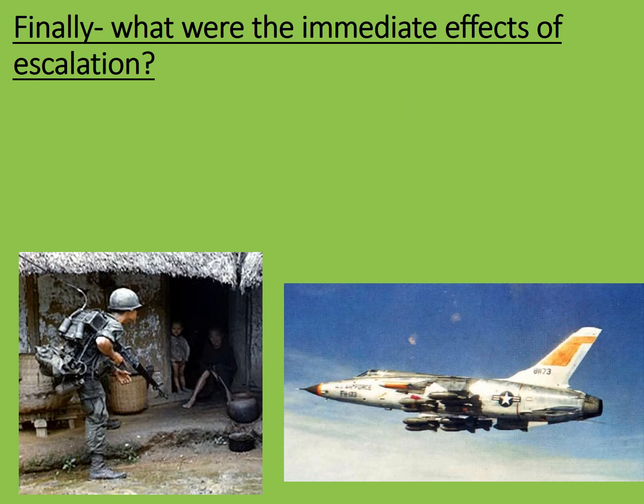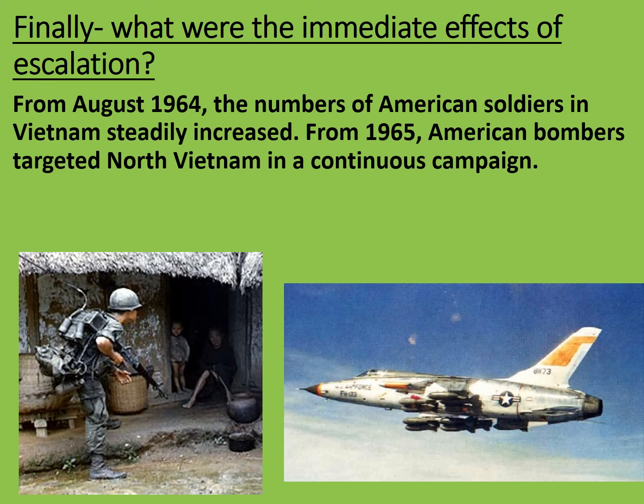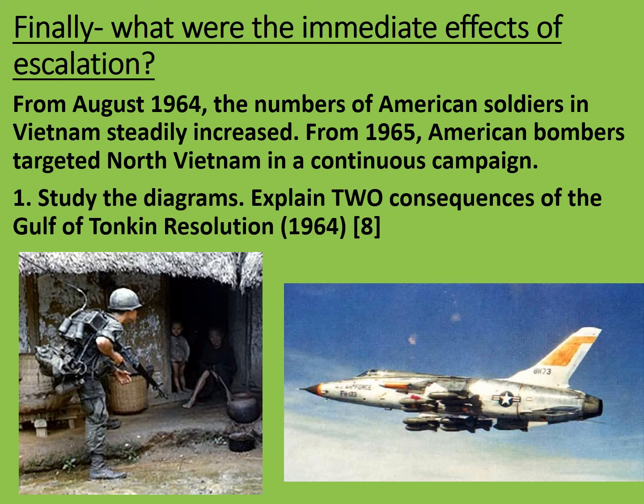Finally, what were the immediate effects of escalation? From August 1964, the numbers of American soldiers in Vietnam steadily increased. From 1965, American bombers targeted North Vietnam in a continuous campaign called Rolling Thunder. Let's consider this exam question. I'm going to show you 2 diagrams. Explain 2 consequences of the Gulf of Tonkin Resolution.